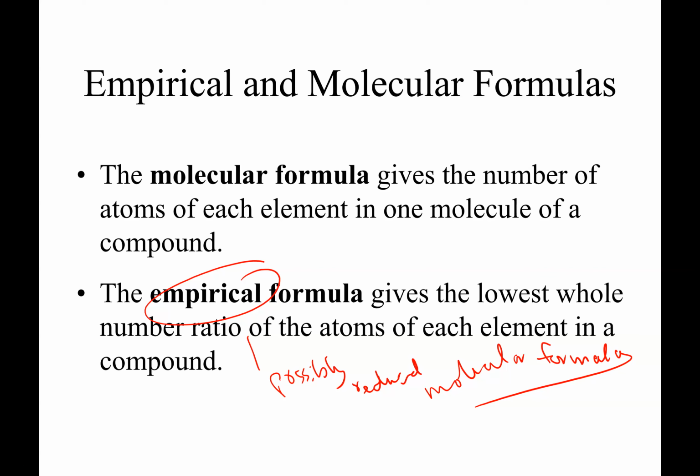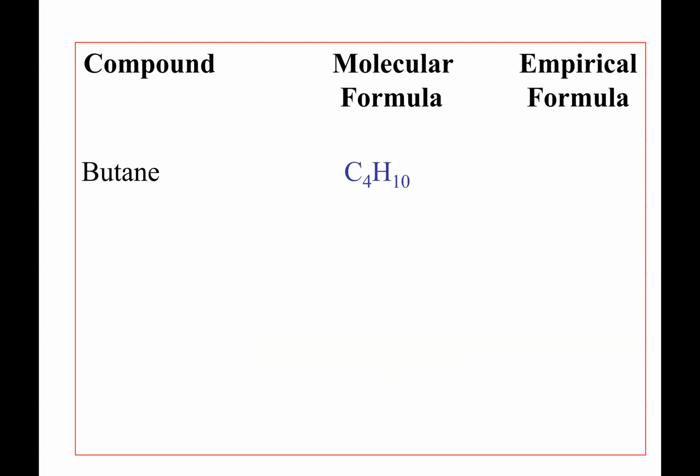Empirical formulas say what elements are in that repeating unit, whether it's a molecule or an ionic compound, and they give the lowest whole number ratio of those elements. So you'll see what I mean by the reduction coming up. It's easier to show you. So we could look at butane. There are a lot of compounds out there that just have carbon and hydrogen in them. It's a hydrocarbon. 4 carbons and 10 hydrogens for that one molecule.